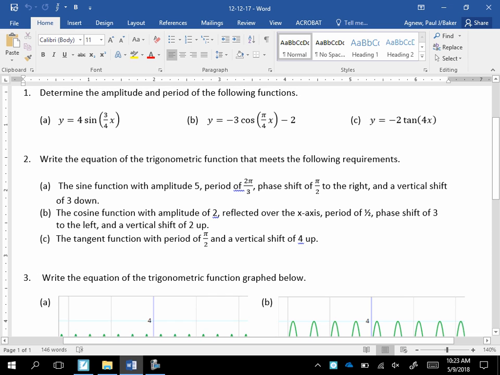This is a tangent function. What's the amplitude for 1c? There's not one. All right, it's a tangent function. Tangent doesn't have an amplitude. So let me write it down. None. No amplitude.